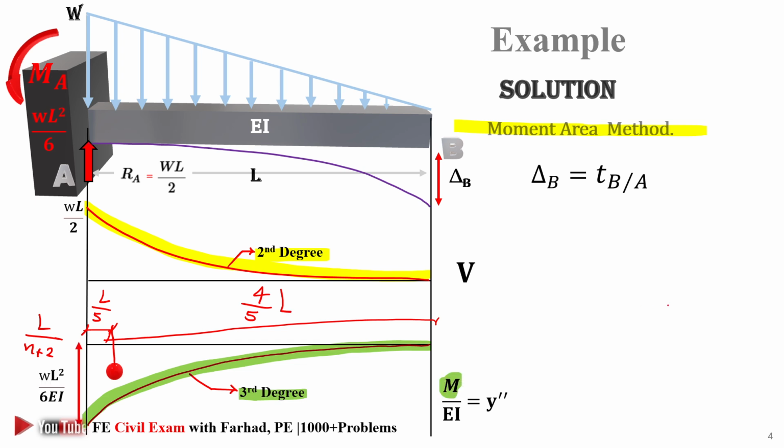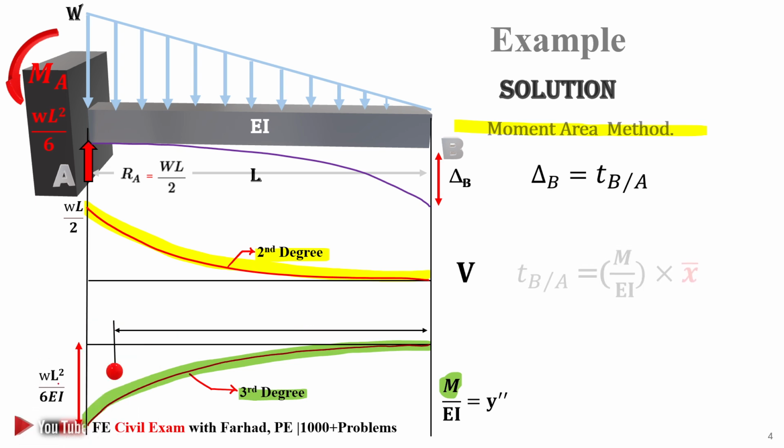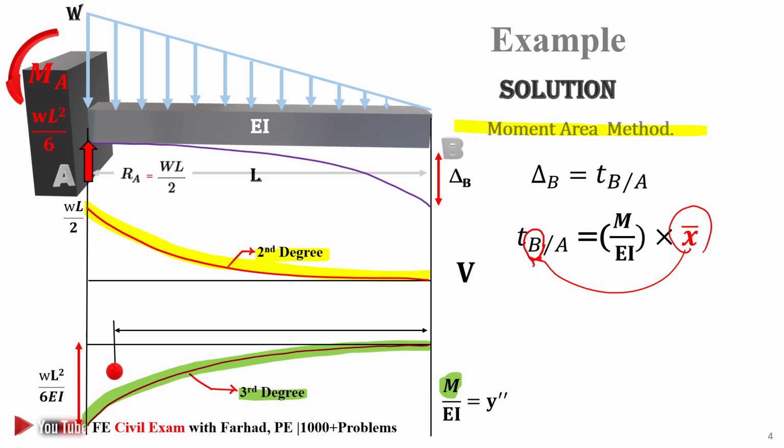Now let's jump to the calculation of delta B, which is the tangential deviation of B with respect to A, based on the second moment area theorem. That's M over EI, the area under the moment diagram, times X bar, which is considered from point B, because that's the tangential deviation of B with respect to A. So the measurement is based off B, the first point. So M over EI times 4 over 5 times L.